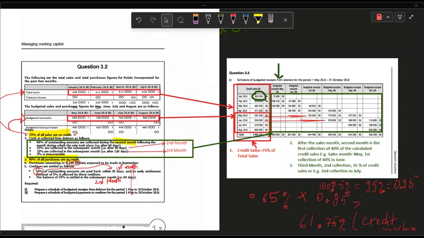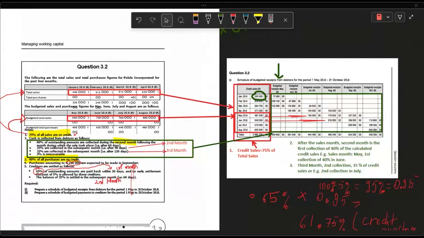What is the credit sales? It is 75% of this. That's the credit sales. This is what we will owe. And it fits exactly with that. Do you see that? This is the credit sales.